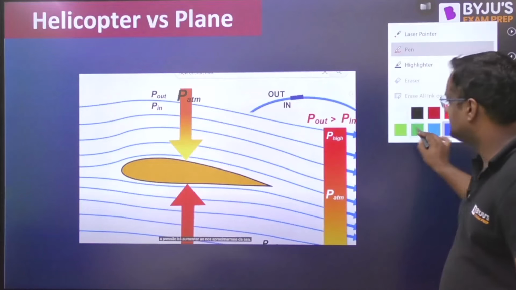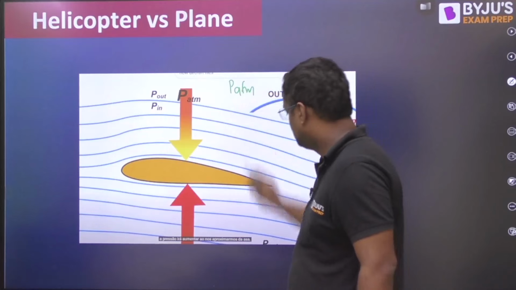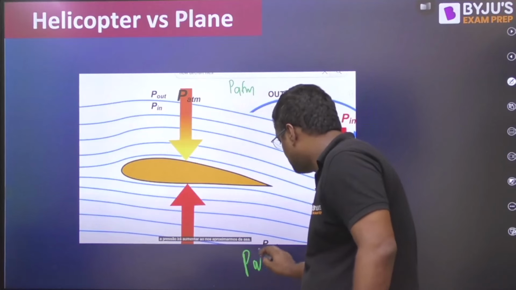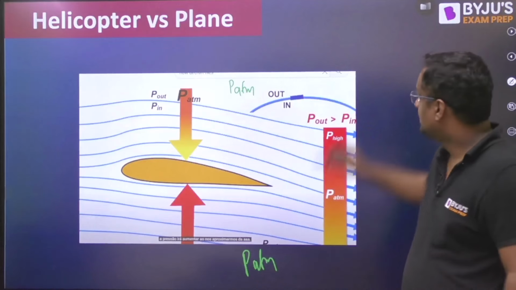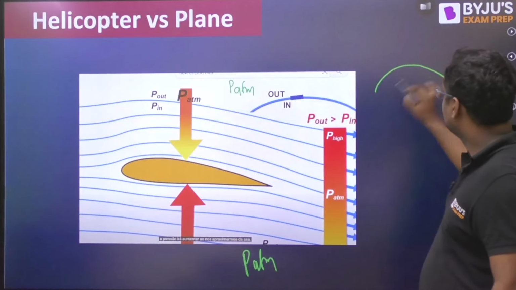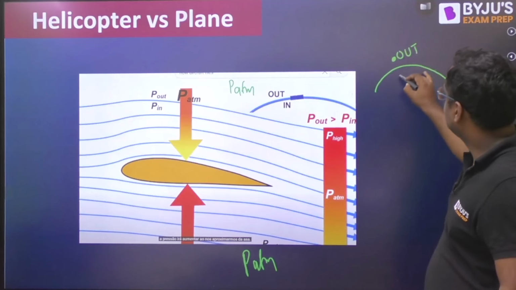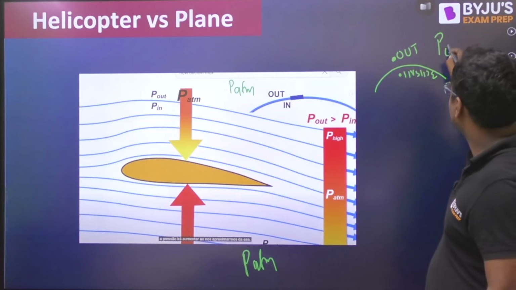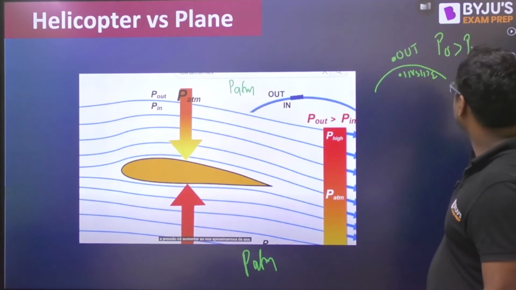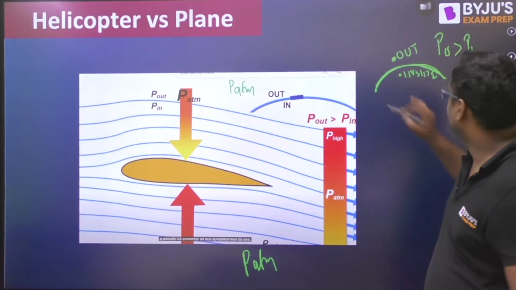Let me tell you. Suppose this is a wing. So here the pressure is atmospheric. Here also the pressure is atmospheric. Much below the wing, much above the wing, it is almost atmospheric. Whenever the curvature is like this, here outside, this is outside and this is inside, always what happens is that pressure outside is greater than pressure inside in this kind of concave nature, concave inward.